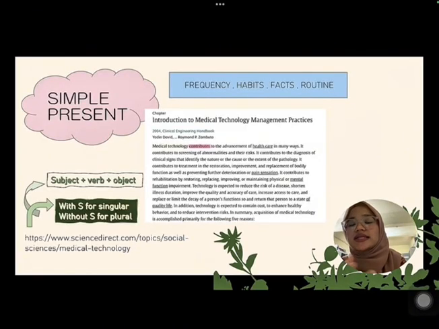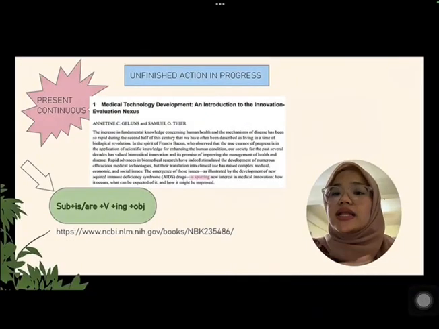So the first one is simple present, which is used for frequencies, habits, facts, and routine. The formula for simple present is subject plus verb plus the object. But the verb must be with S for singular and without S for plural. So to make it clear, let's look at the example. Medical technology contributes to the advancement of healthcare in many ways. As you can see, the word contributes has S to show that medical technology refers to singular. So that is it for simple present. Let's move into the next one.